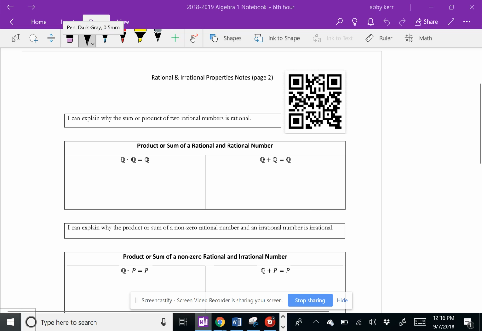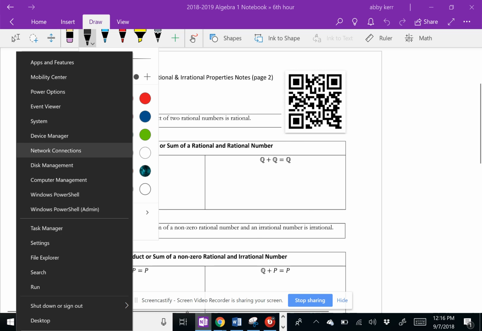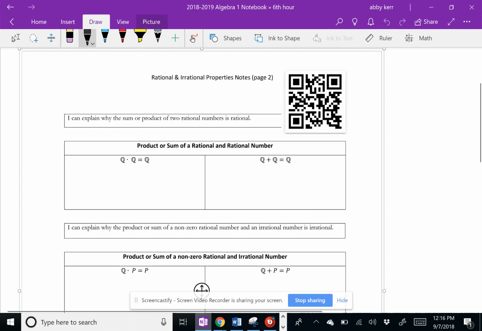So the first thing I want you to do is to annotate. The word sum means adding. The word product means multiplying. Now, instead of writing the words rational numbers, there's a letter that stands for rational, and it is Q. The word is means equal. And then rational, once again, is the letter Q.